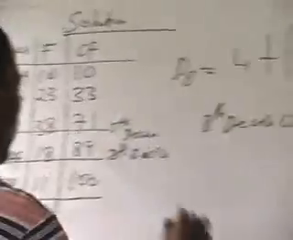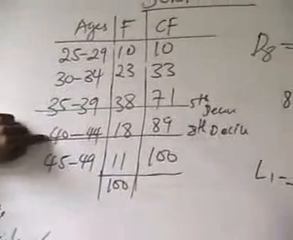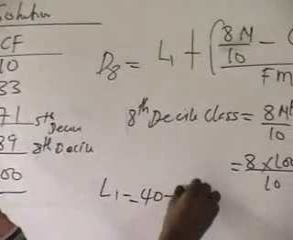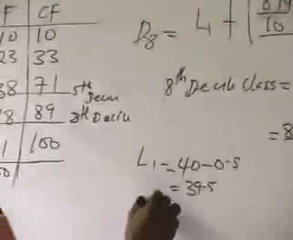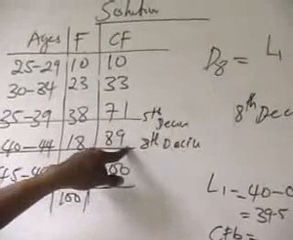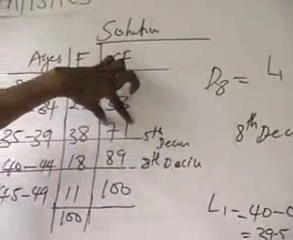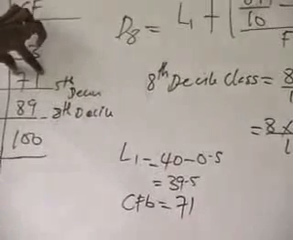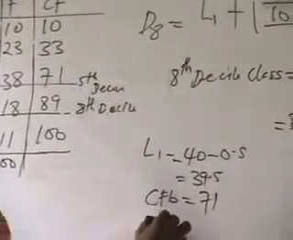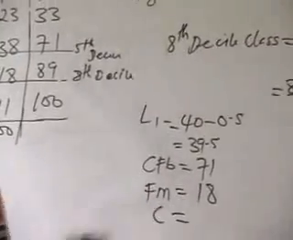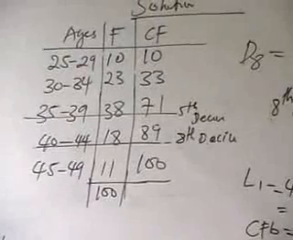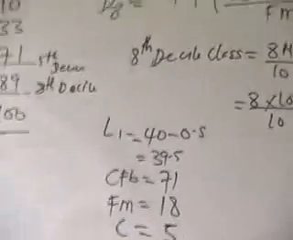So what's my L1 now? My L1 equals, since this is where it falls, 40 minus 0.5, and that is 39.5. Then the next one is CFB. What's my CFB? If this is my 8th decile class, what is the cumulative frequency before it? That is 71. Then my FM, the frequency of that class, is 81. Then the corresponding class interval is 5.